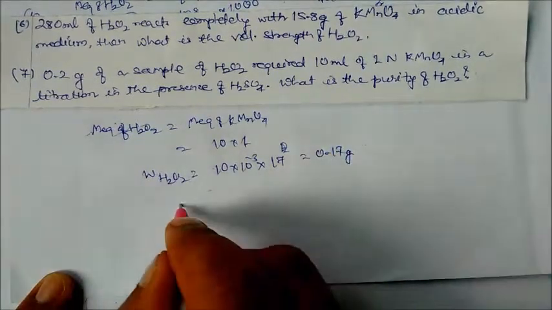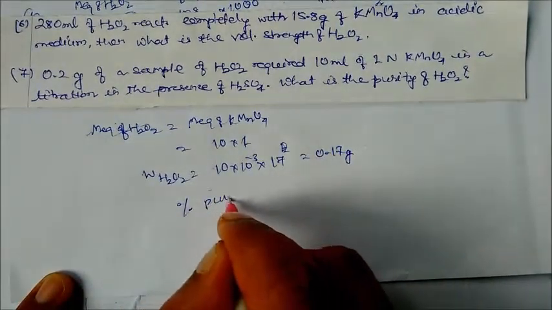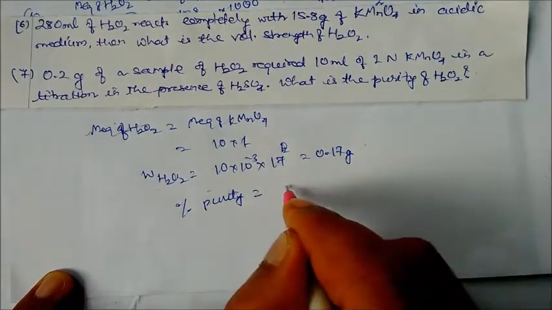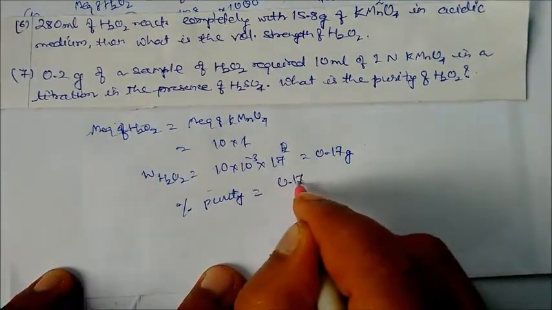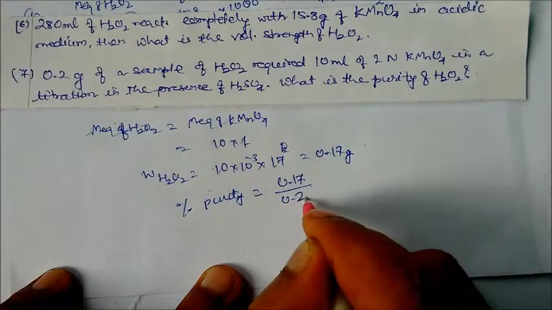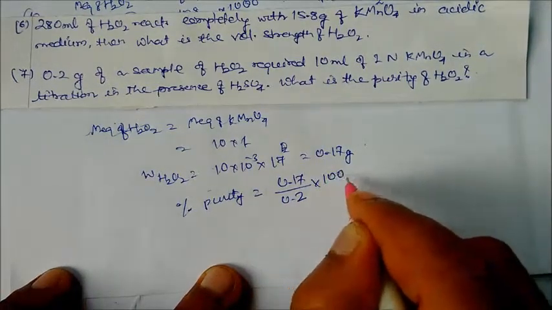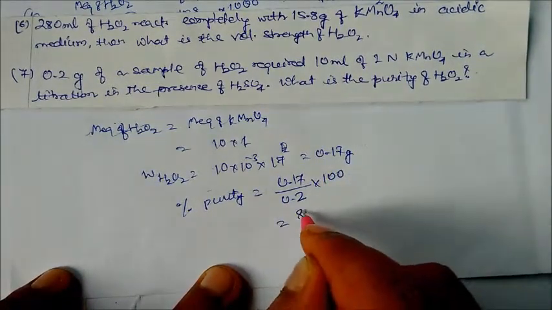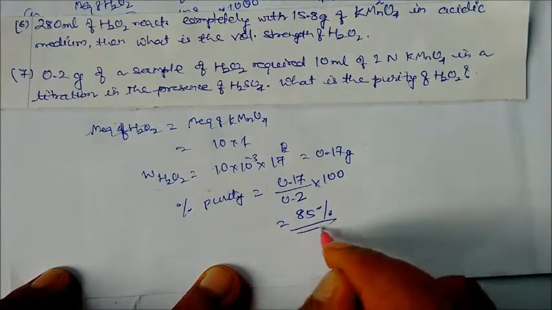So what is the percentage purity of H2O2? The percentage purity of H2O2 will be 0.17 gram divided by the total given 0.2 gram and multiplied by 100. If you solve it, you will get the answer here 85%. So this is our answer.